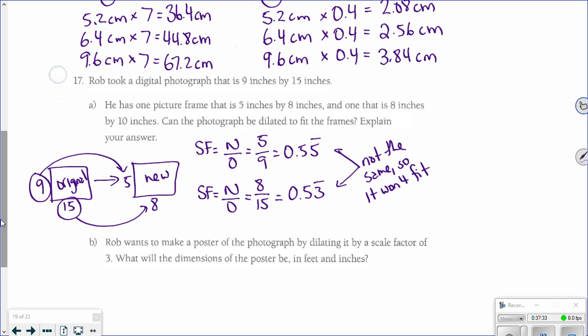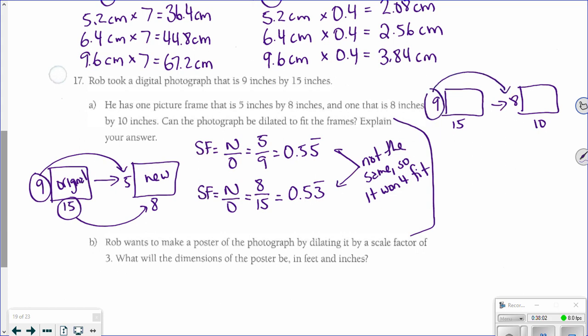Okay, it might actually fit in the frame, but it's not going to fill up the frame. It won't fit the same way. So the 5 by 8 frame is not going to work. We can check the 8 by 10 frame by doing the same thing. So my original is 9 by 15. We want to see if we can turn it into an 8 by 10.